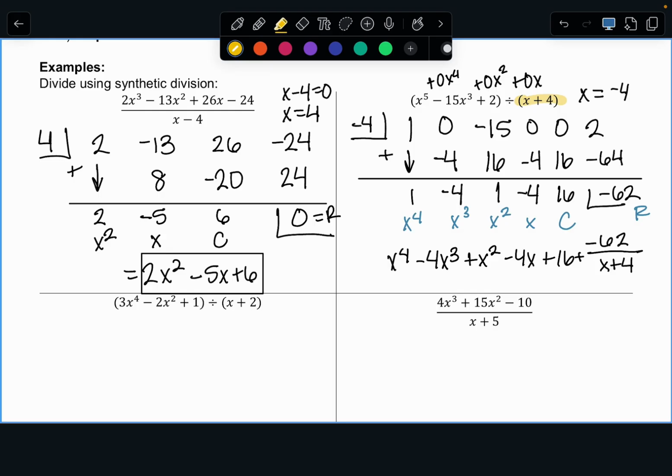Okay, so then here you just get rid of this. That's just what you're dividing by. That's why this is this. The last one is the constant term, there's no x attached.